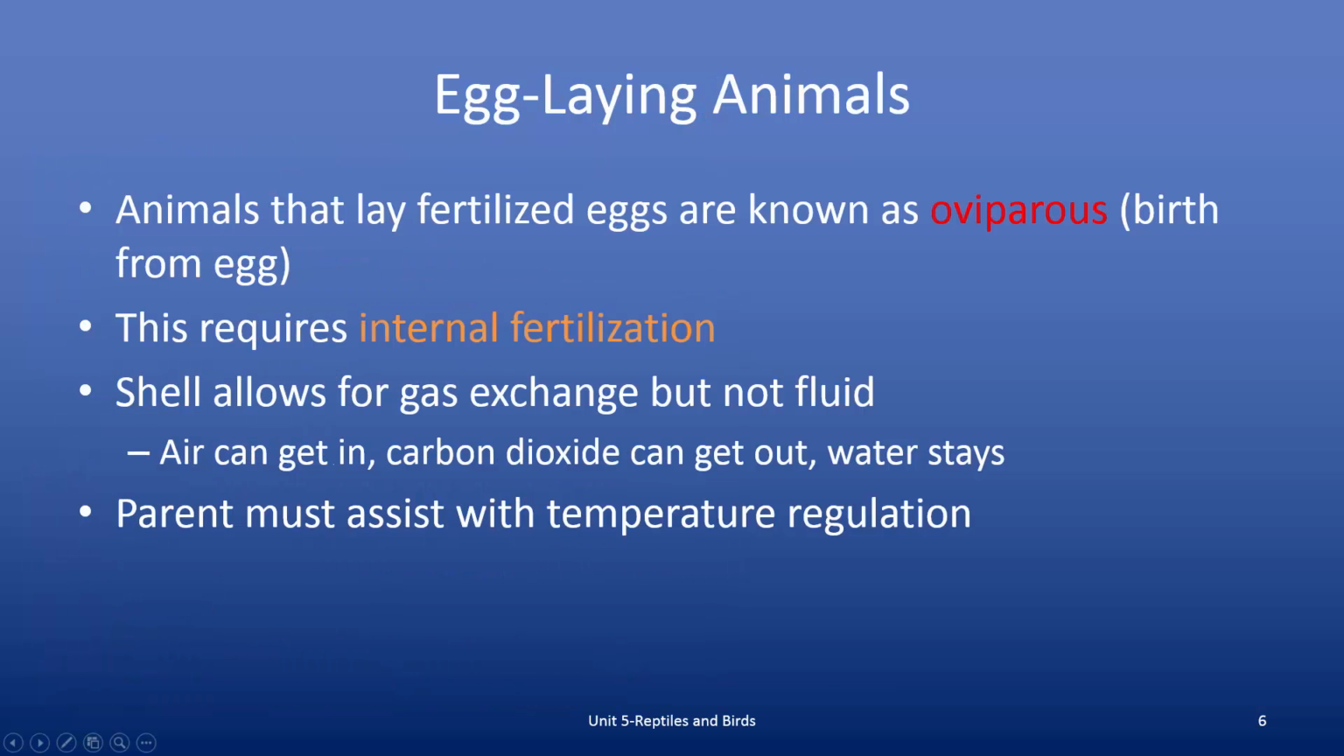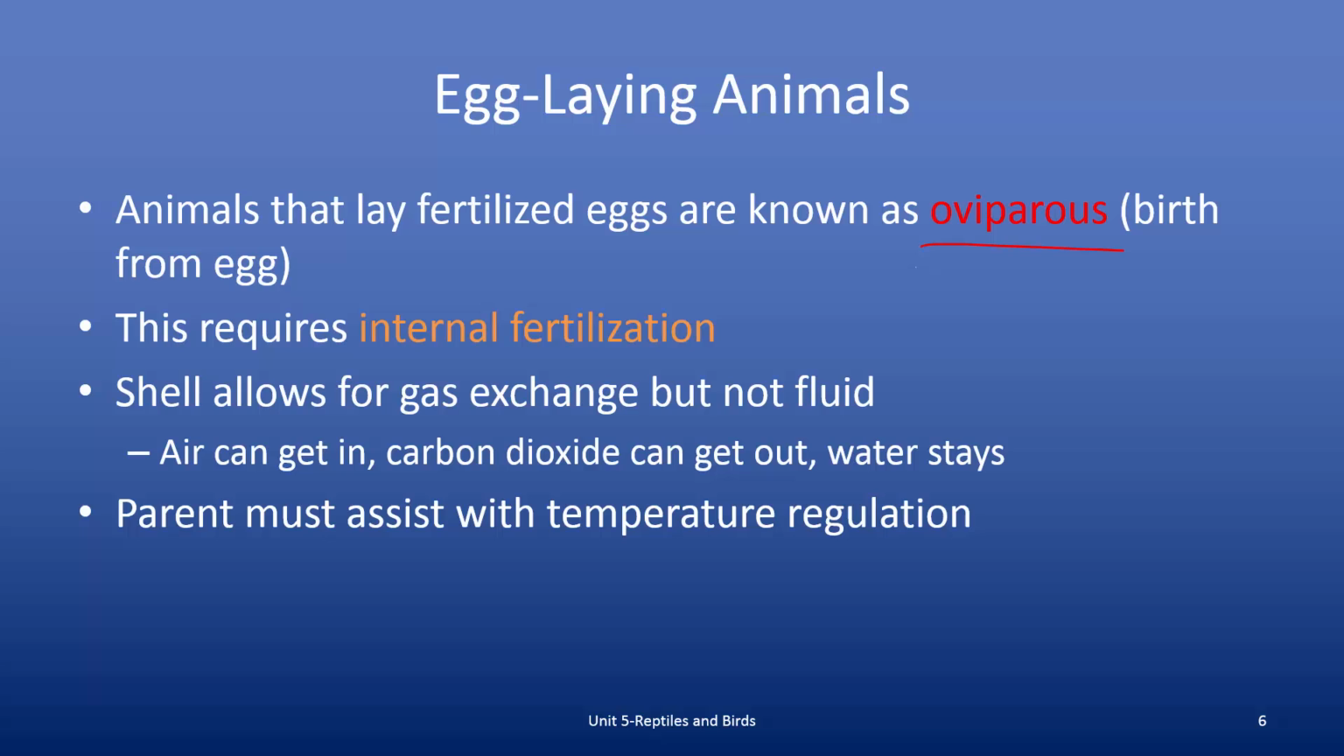They are egg-laying animals, and we call egg-laying animals oviparous because they give birth from an egg. All right, so they are animals that lay fertilized eggs, and that is known as oviparous. Now, some sharks, roughly 30% of sharks, are also oviparous. We also have some bony fish that are oviparous.